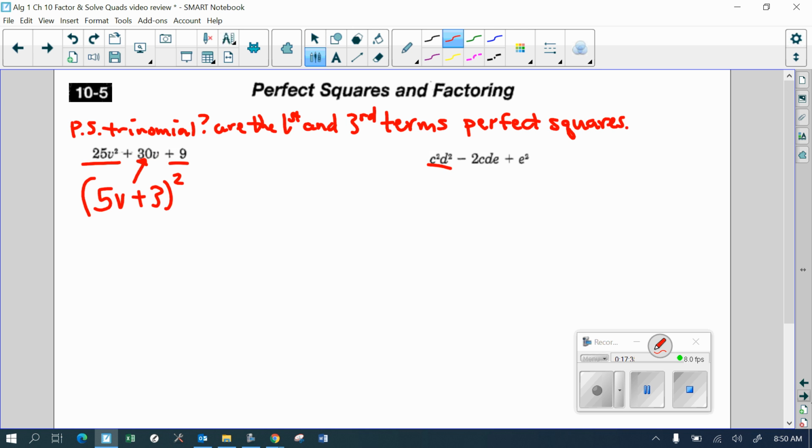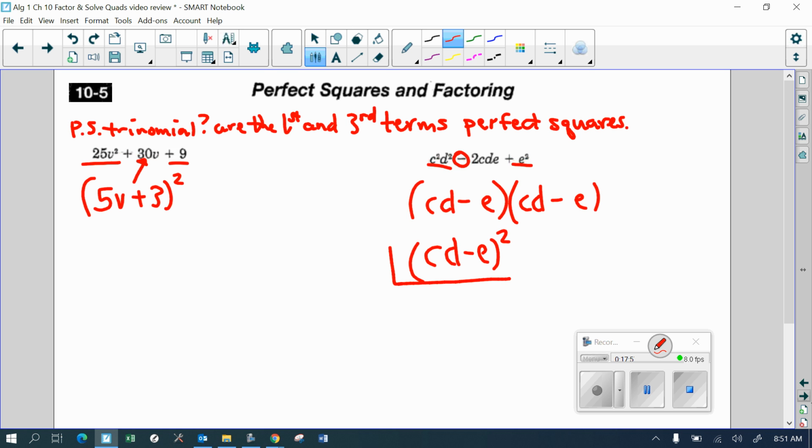Is that a perfect square? Yes, it is. CD. Is this a perfect square? E squared? Yes, it is. E. Okay, and then I take the middle term sign, negative, on both of them. So that's CD minus E quantity squared.